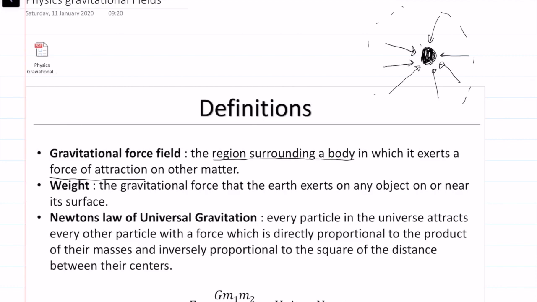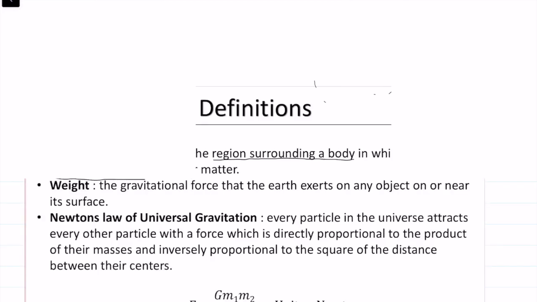In order for this field to exist, there must be other matter. So if we place another body there, then it's going to get attracted to this larger body. Regardless of the size, if we have a bigger body, it will also feel a force of attraction because it's in this field around this body.